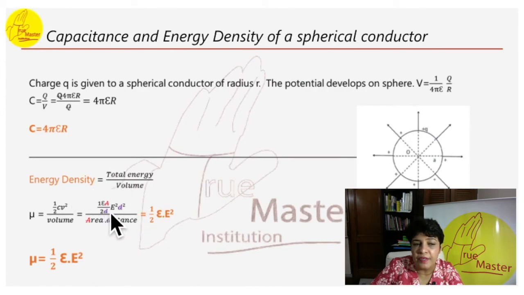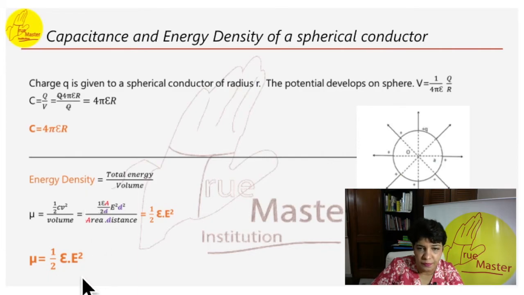So C can be written as epsilon naught A by d. The potential V square: potential can be written as E dot dr, so we write E square d square. The volume can be written as area into distance. Now we can cancel area and area, distance and distance, so we are left with half epsilon naught E square. So the energy density formula becomes this. You can note this down, please.